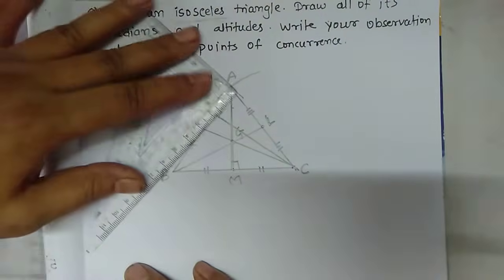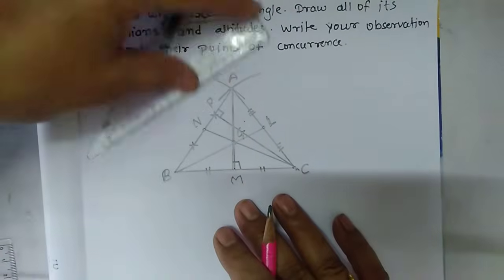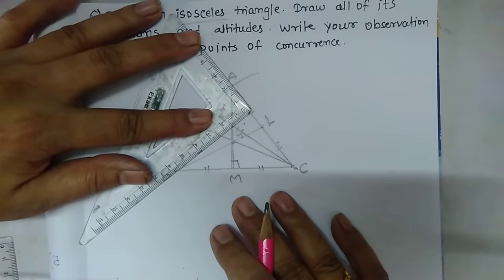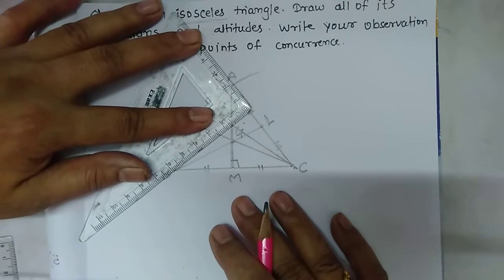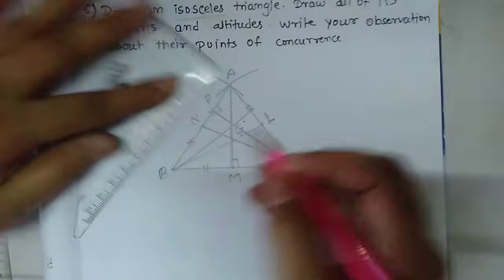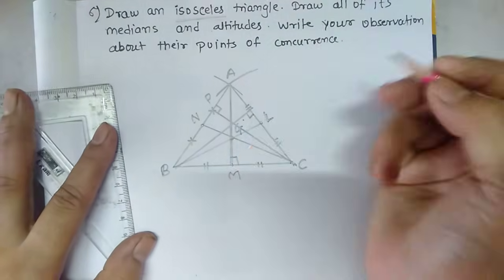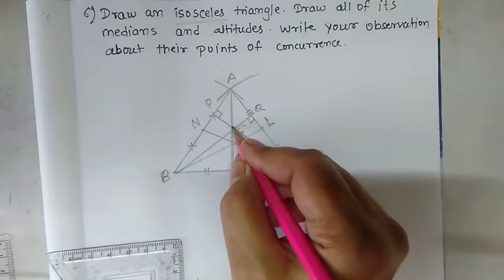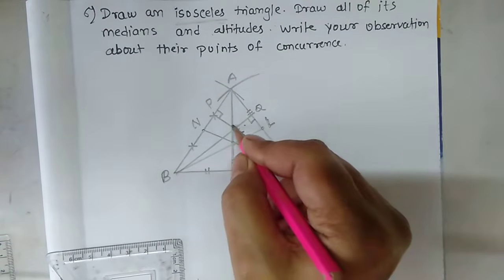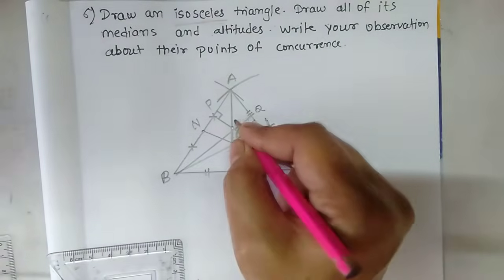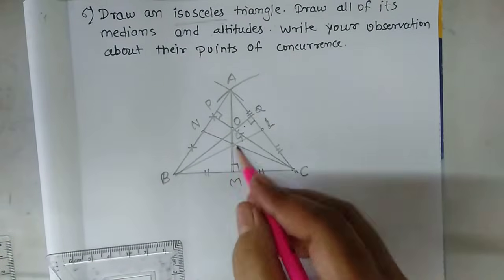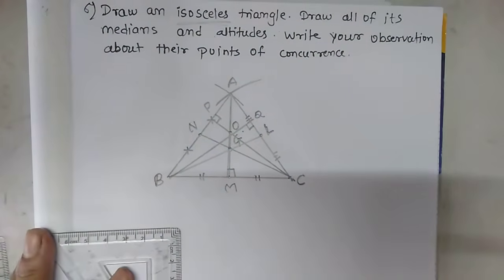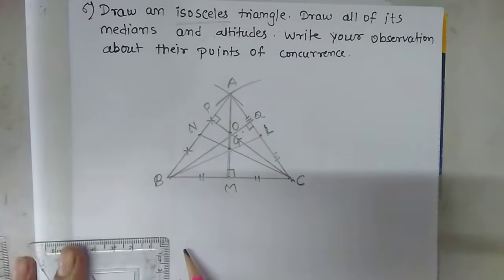Now draw the altitude from B. Yes. Suppose this is Q. Now all three altitudes pass through a single point and it is denoted by O. This is the orthocenter, this is the centroid. This is the required figure.